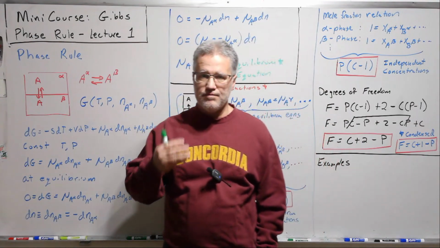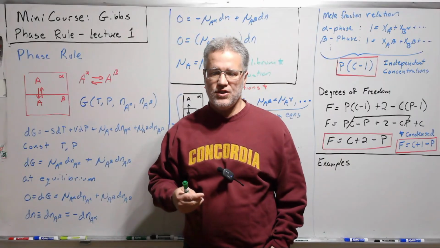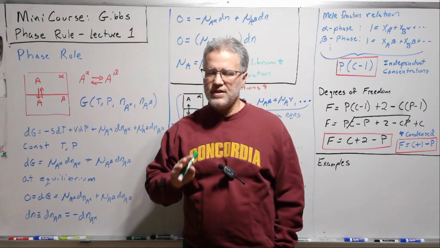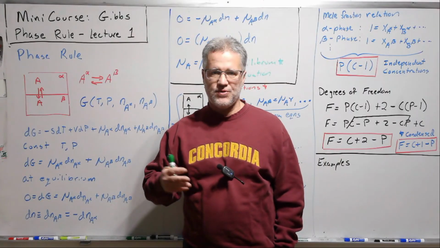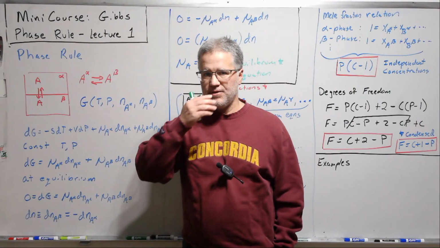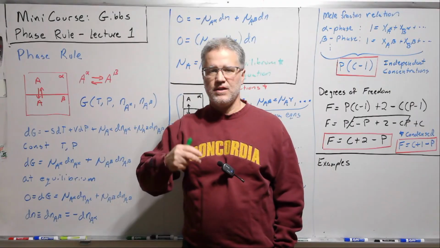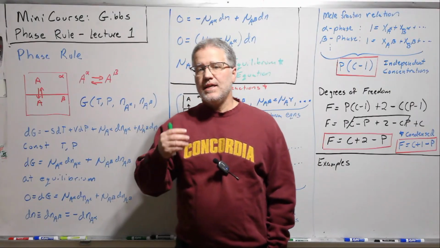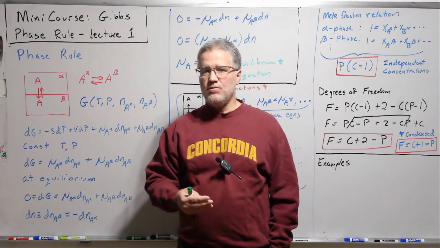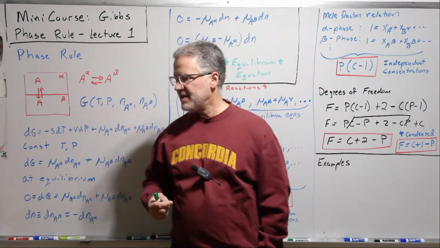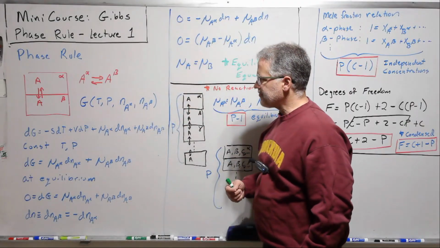Now, the number of components in the system is going to be a little subtle. Today, it's very simply just what species are present. So water and glucose, that would be two components. Water, that would be one component. When we have reactions, it's a little more subtle, but we'll take care of that next lecture.